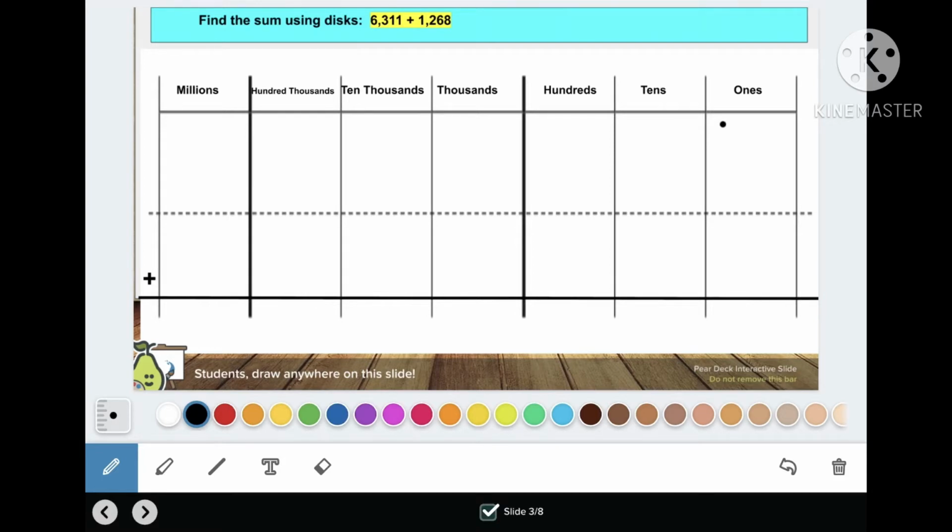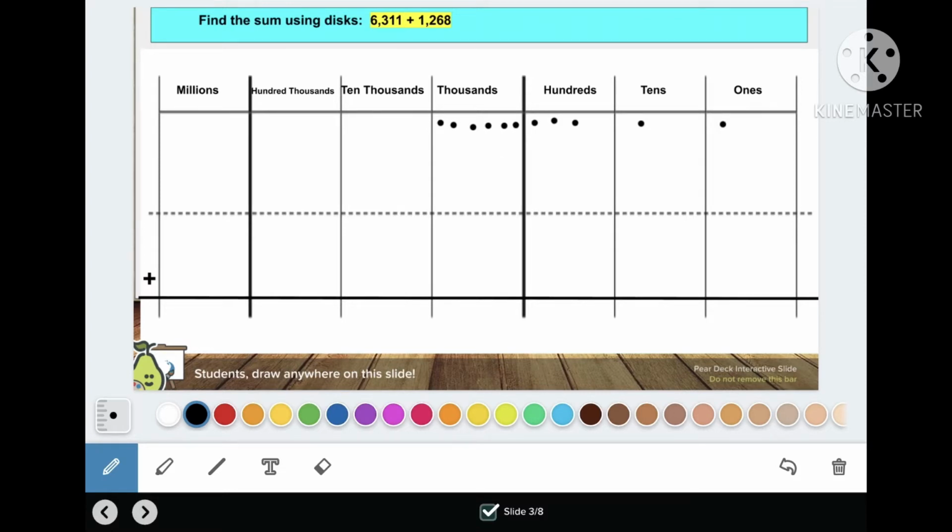What number is in the tens place in my first number? Good job, 1. So I'm going to draw one disc. What number is in the hundreds place in my first number? Good job, 3. So I'm going to draw 3 discs in the hundreds place. 1, 2, 3. And now I'm in the thousands place. What number is in the thousands place in my first number? That's right, 6. So I'm going to draw 6 discs in the thousands place. 1, 2, 3, 4, 5, 6.